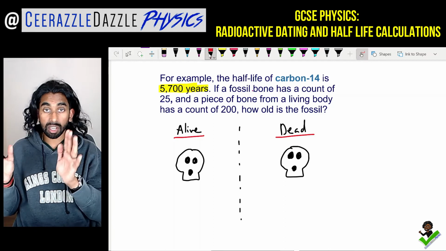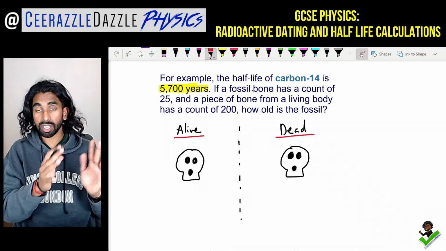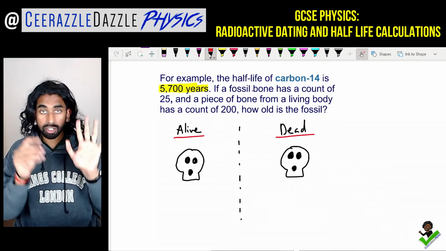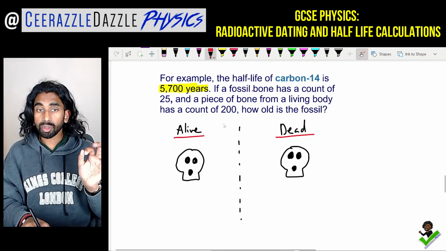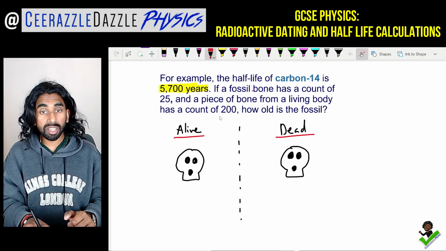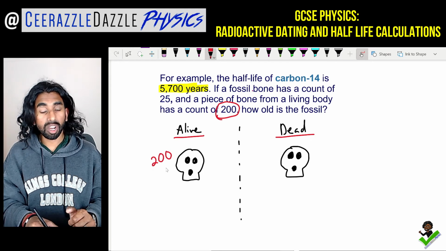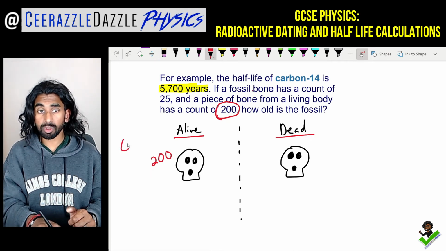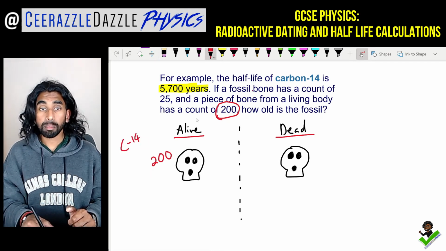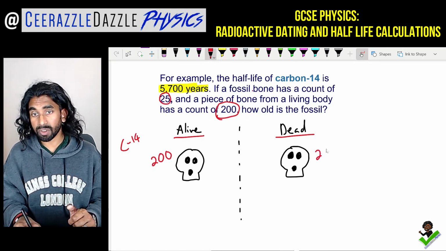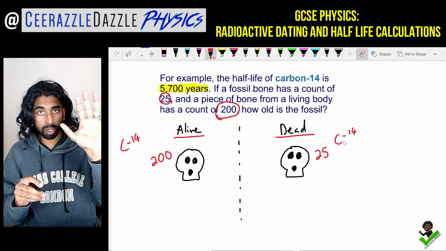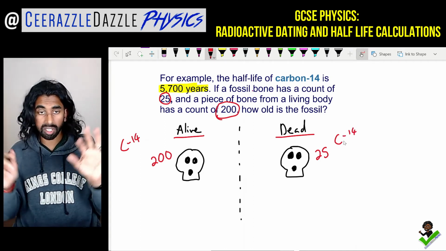Okay, so as you can see, I've drawn an alive stage and a dead stage here. And we're going to add some numbers here to help identify what's going on. So the alive stage right now, how much should the count be if you're alive? Well, reading the question, we know that you should have 200 of carbon-14 at the start. But dead, you've got 25 carbon-14. Everyone happy? That's the first thing. I looked at the question, I put down the information onto either side here.